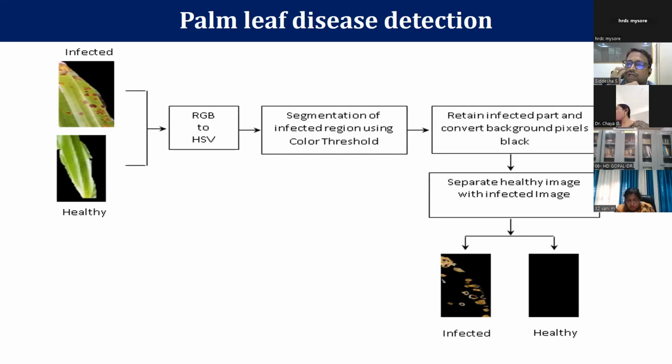Those leaves are infected. In this case, we used segmentation using a technique called color threshold. After that, we retained the infected part and converted the background pixels to black. That means whatever area has been infected, only that remains as it is. Everything else we converted so that we know which leaf is infected. This helps us in separating healthy images from infected ones. Healthy means no spots will be there, and infected means certain spots will be detected on the leaf. So this is about palm leaf disease detection.